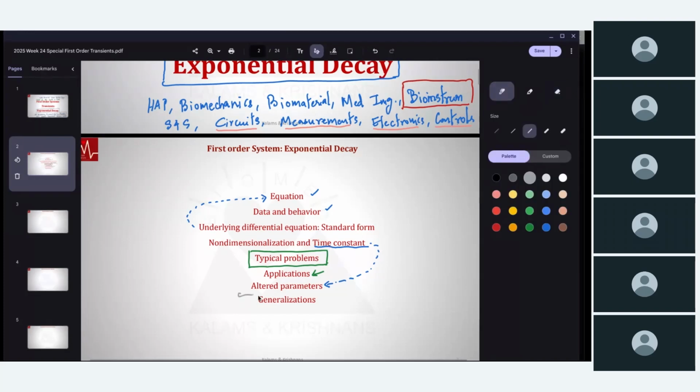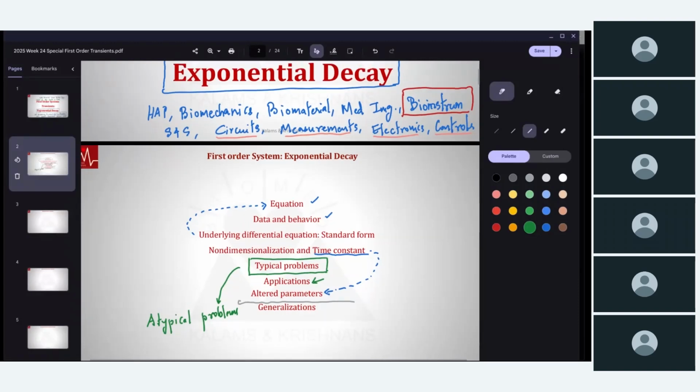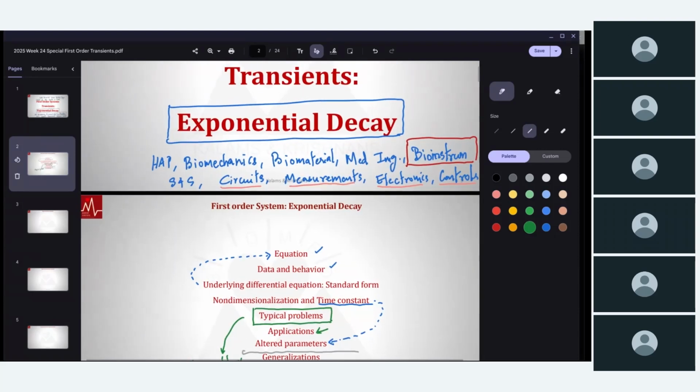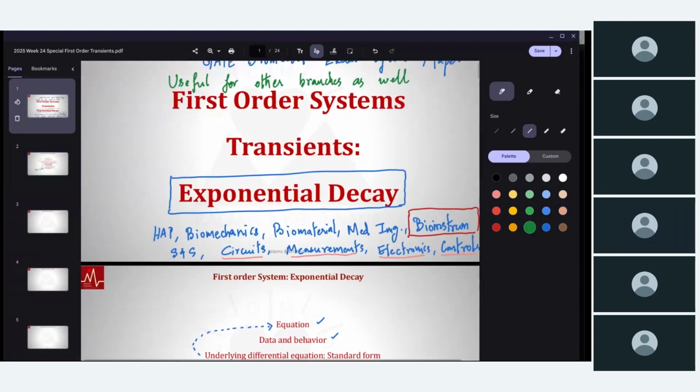Where does this go? What are the generalizations? And here I also need to mention, if you're looking at typical problems, let's say atypical problems, also look at that. So if you understand this one bit clearly, there are approximately 10 marks in the entire GATE paper. About 4 to 5 questions in the entire GATE paper will be based on this one topic.